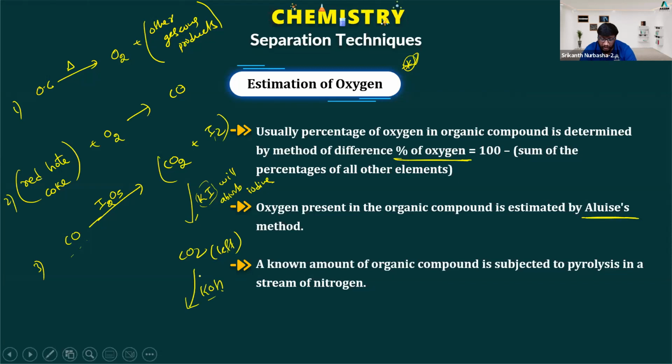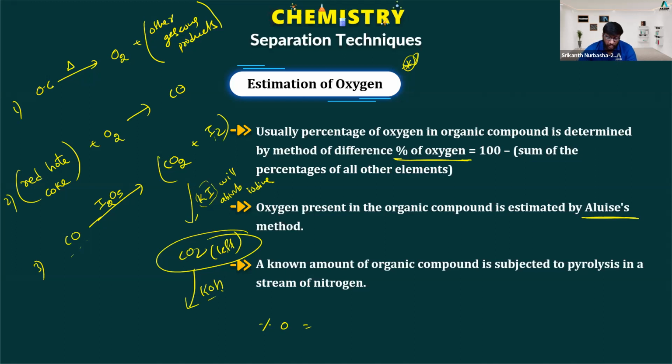KOH will absorb CO2. So from the weight of CO2 you calculate the percentage of oxygen. From the CO2 you calculate how much oxygen is there. Percentage of oxygen is equal to the atomic weight of oxygen divided by the molecular weight of CO2, into the weight of CO2 formed by the weight of organic compound, into 100.